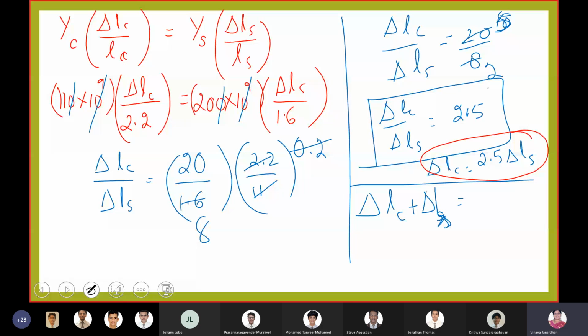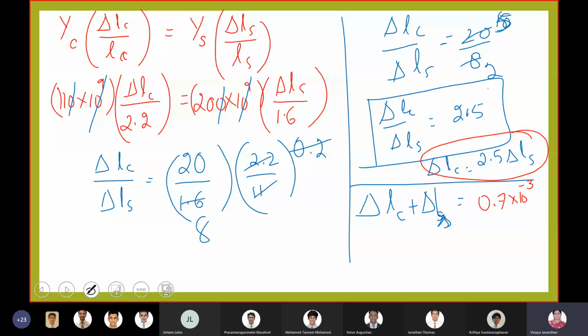In the initial thing, what was the value of the total extension, boys? What is the value of total extension? Can someone tell me? Is it 7 millimeters or 0.7 millimeters? 0.7 millimeter. Okay, then 10 to the power of minus 3.